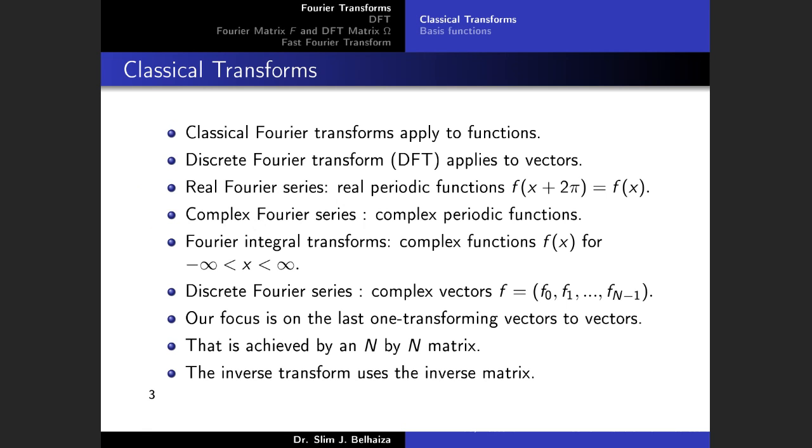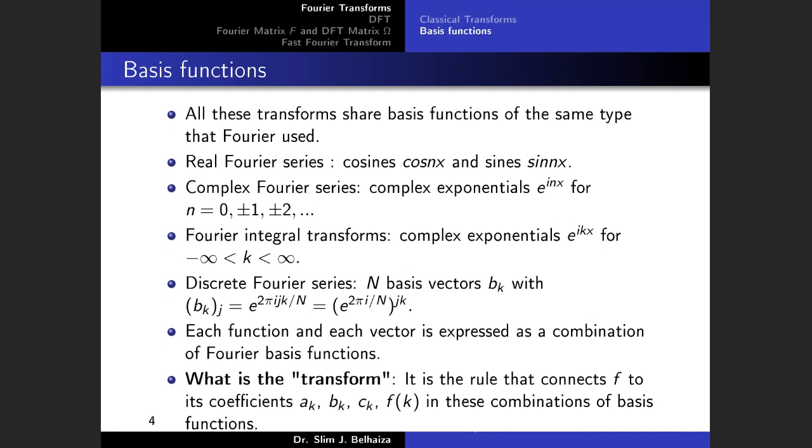We've mentioned the cases of classical transforms: real Fourier series, which apply to real periodic functions; complex Fourier series; Fourier integral transforms in the case of complex functions, where x is between negative infinity and infinity; and the discrete case of Fourier series, which takes into consideration complex vectors f. Our focus was on the last one, the transformation from vectors to vectors, and this is achieved by n by n matrices. The inverse transform uses the inverse matrix.